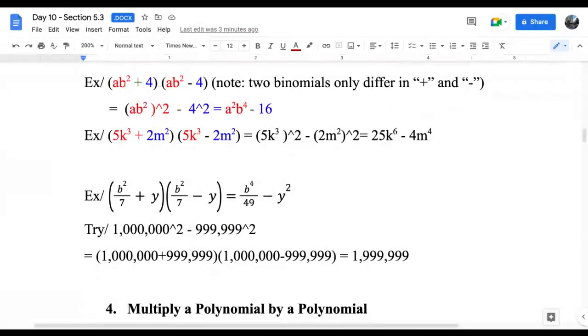Well, let's see this one. We have (ab² + 4)(ab² - 4). We recognize this is the difference of two squares, right? Because it's plus 4 and minus 4, and the first terms are the same. So by the formula, that just equals the first term squared minus the second term squared.